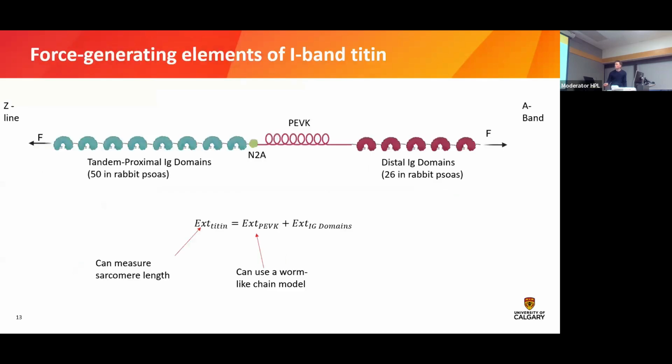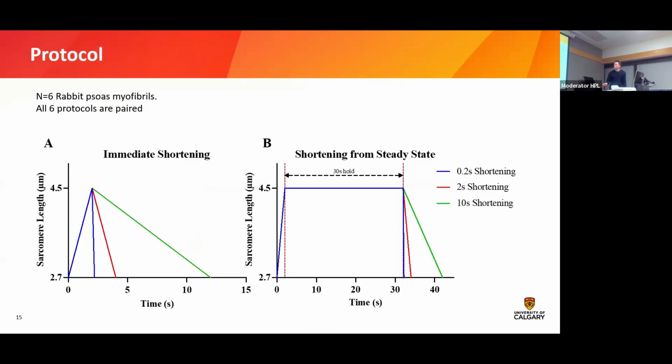Okay, so let me just go back. So the idea is that maybe this favors molten state and this favors full unfolding. We don't know that. So that's the assumption. But just for my sake, on the sarcomere length there on the side, you go from 2.7 to 4.5 on the left. But of course, from 2.7 up to 3.5 is all PEVK. So any molten state or any Ig domain unfolding and then refolding occurs in the top third of this protocol in terms of length.